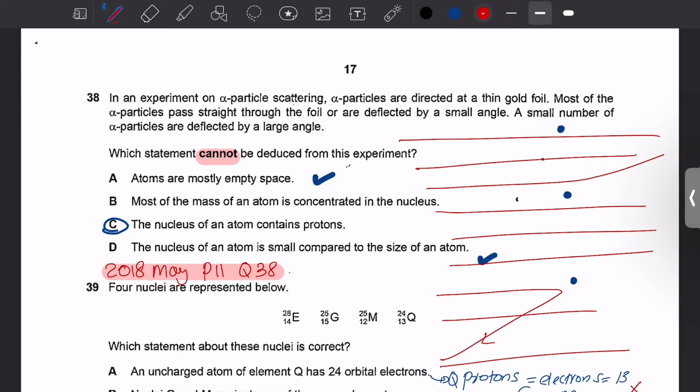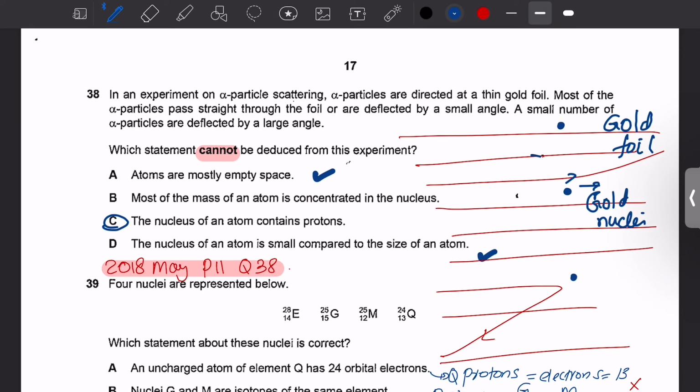This question: when alpha particles go through a gold foil, this is the gold foil, actually these are gold nuclei. They say what we can learn: some of them are having a deflection and only very few of them are bouncing back. Most of them go straight through the gold foil. The best way is to look at 2018 May 11 question 38. This question was repeated that time also.